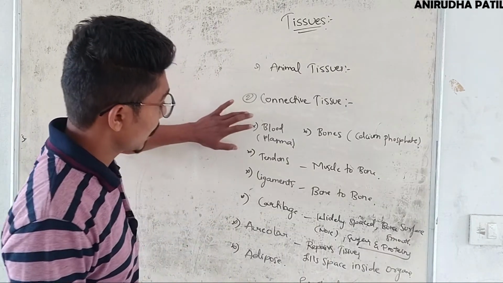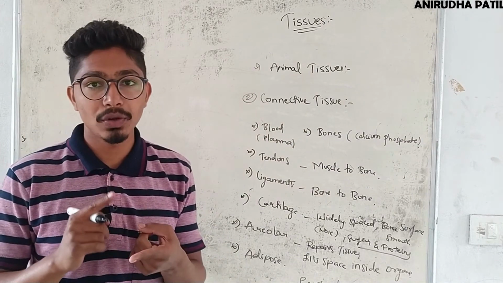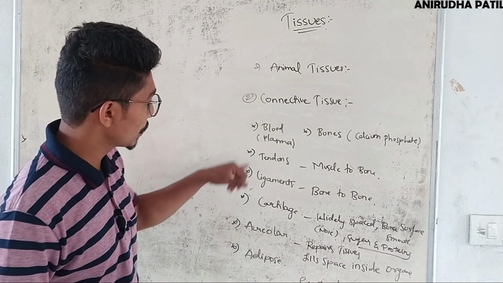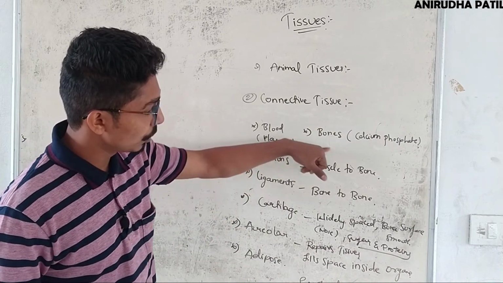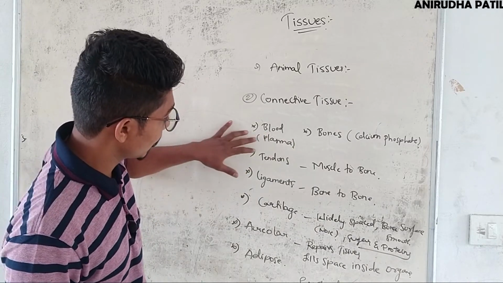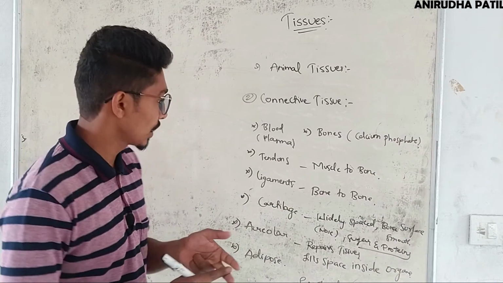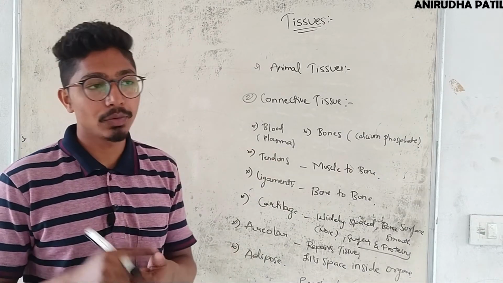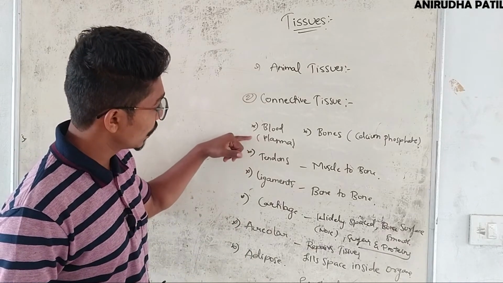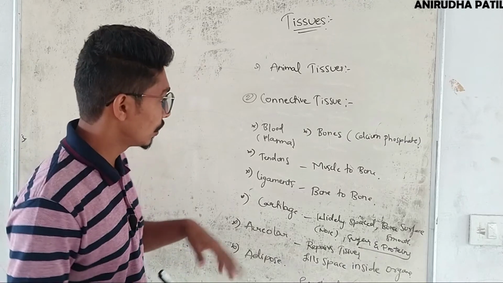The next is connective tissue, and connective tissue is composed of matrix, and matrix may be of fluidish or gelish type. These are some of the examples of connective tissue. So blood is a connective tissue, bones are also connective tissue, and in blood the matrix is present in the form of plasma, and it contains RBC, WBC, and platelets. RBC are red blood cells, WBC are white blood cells, and platelets help in clotting, and they also help in transport of oxygen and carbon dioxide between the organs.